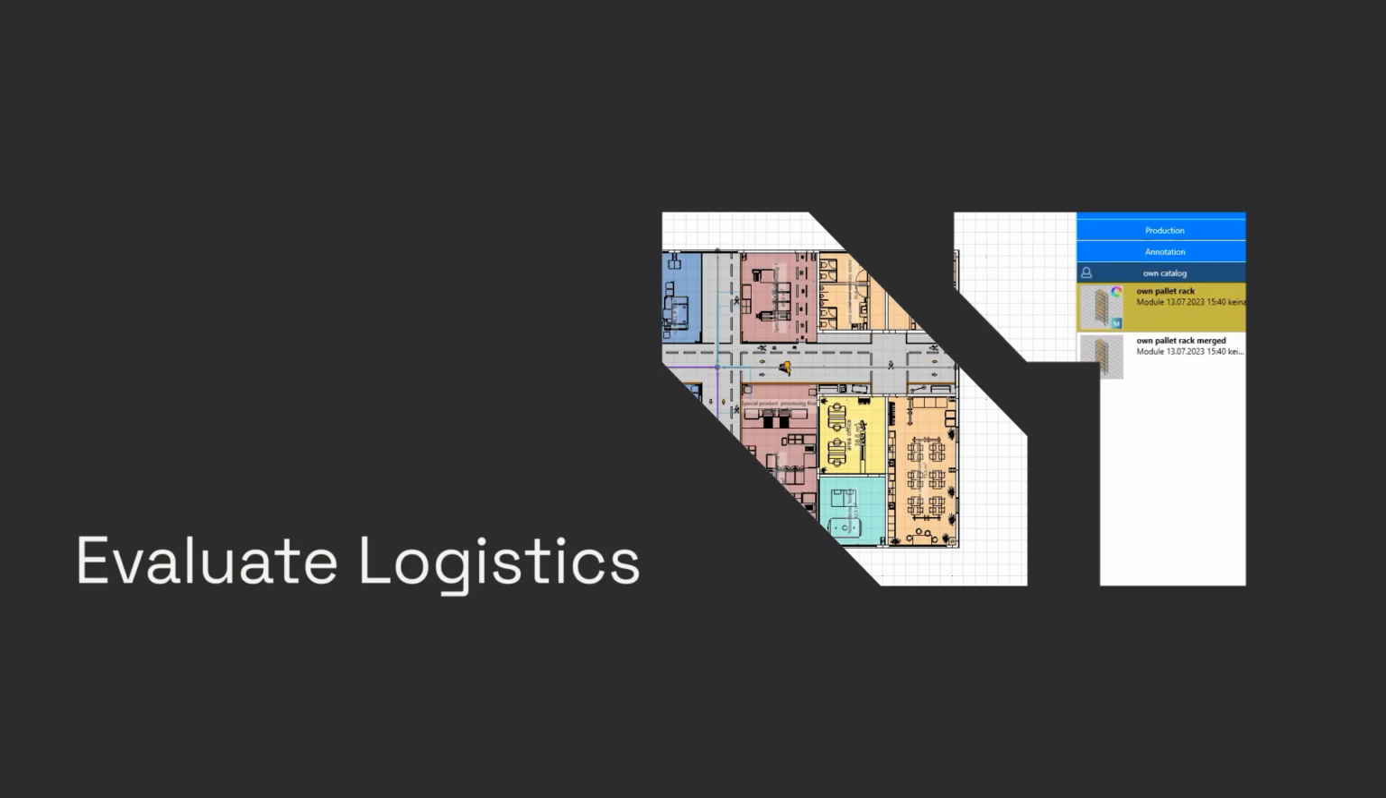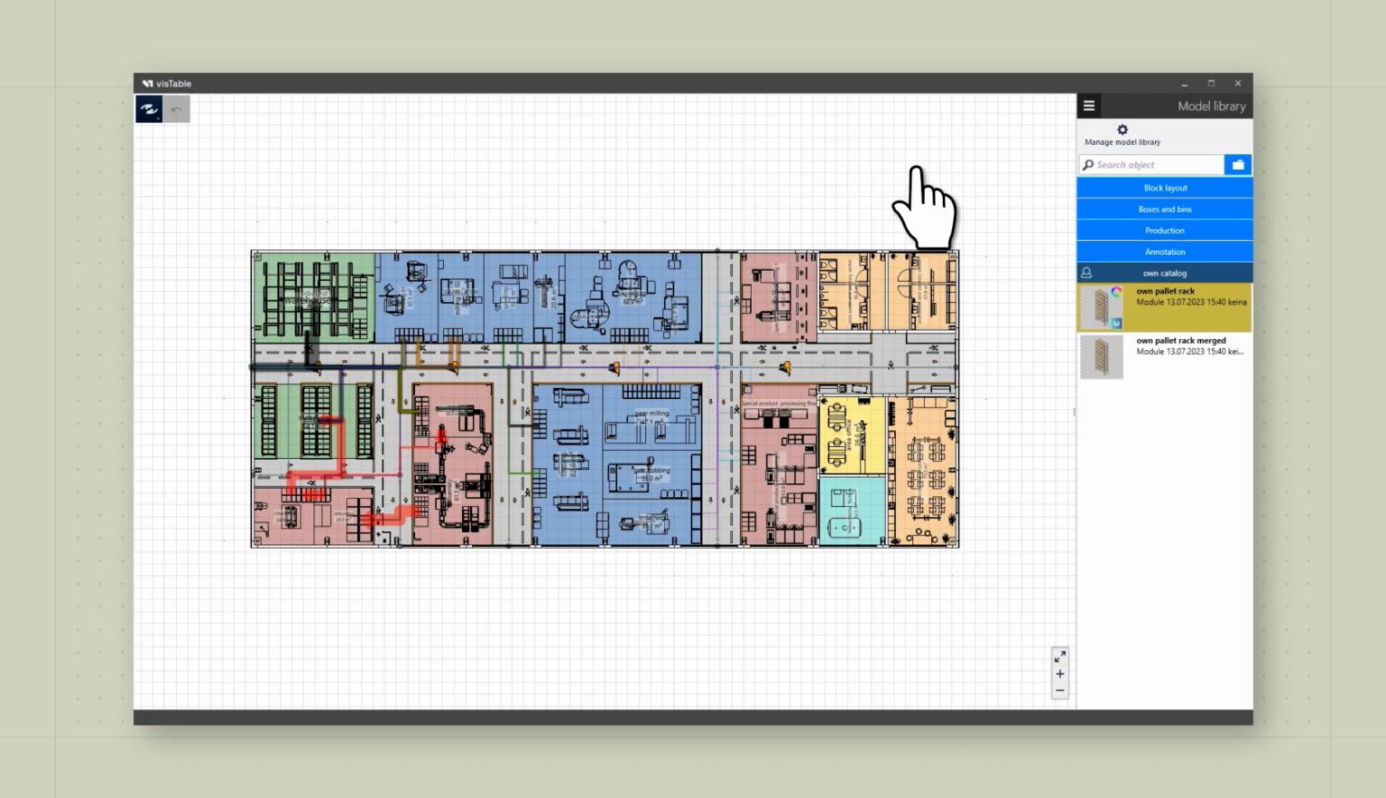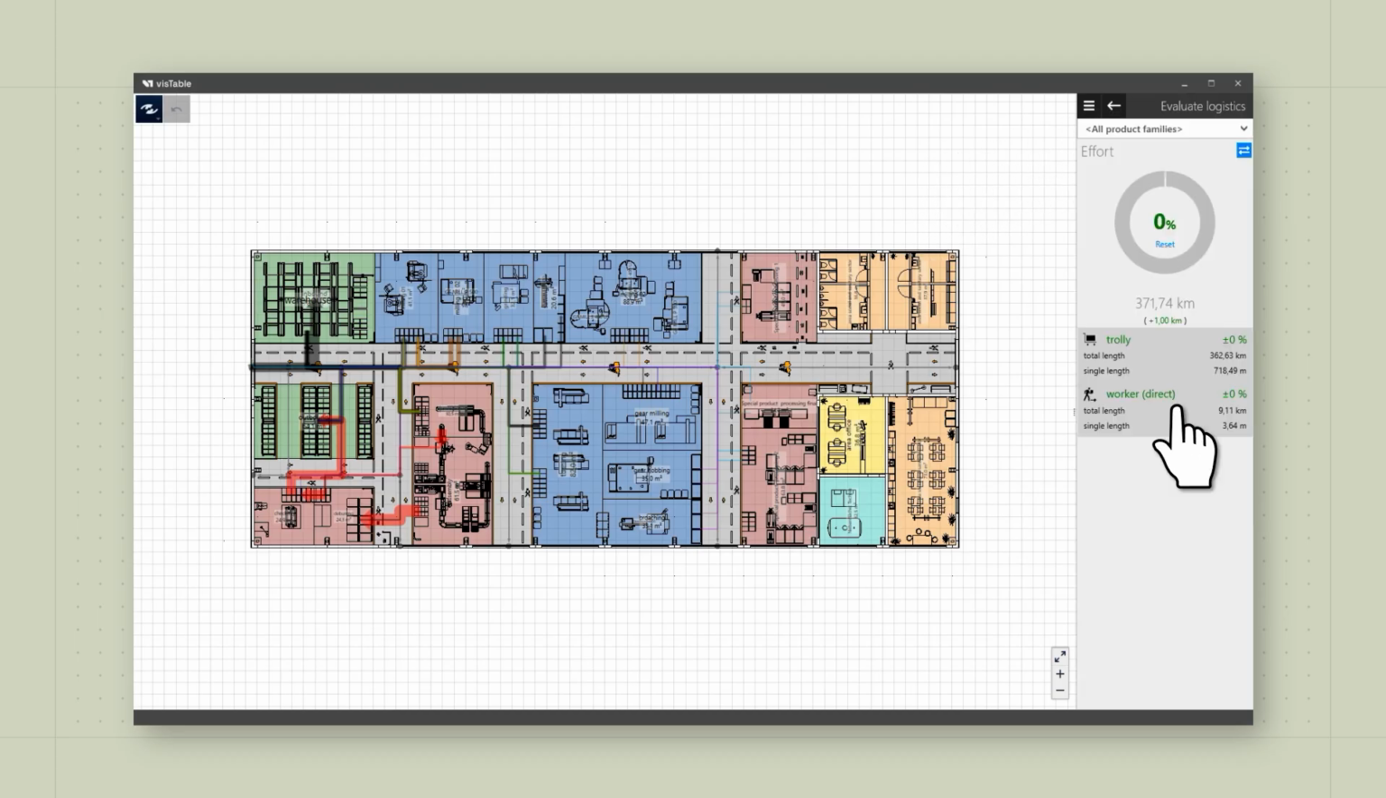Evaluate logistics. Transport effort is one of the most important key figures for evaluating production layouts. Select Evaluate Logistics to analyze the transport effort in regards to cost and distances. The diagram now shows the total distance for your logistics.